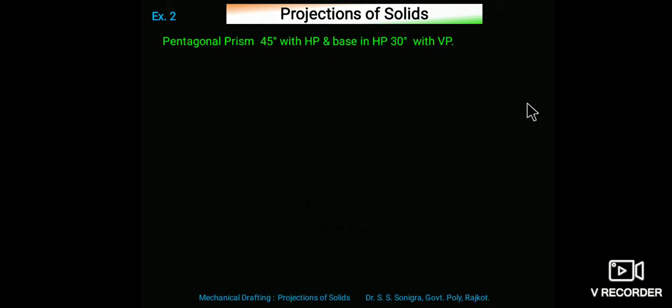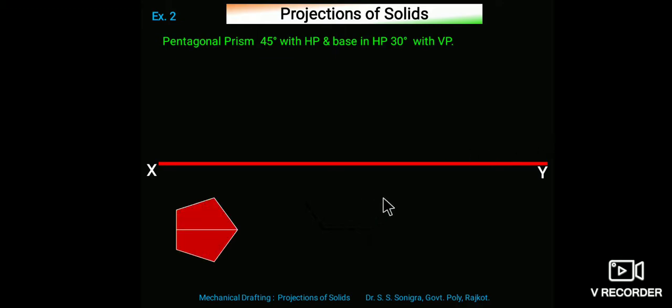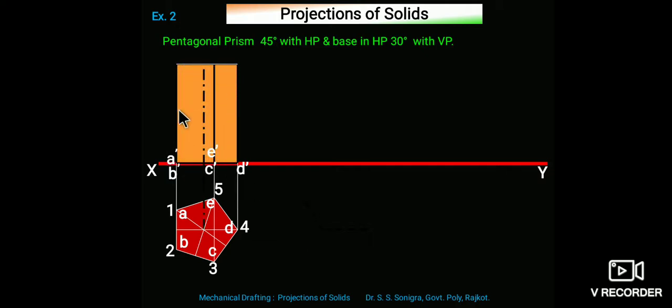Draw the projections. For that, first of all, draw the XY line that represents the intersection of HP and VP, and below the XY line draw a pentagon in such a way that this line makes an angle of 90 degrees with the XY line, that is, perpendicular to the XY line. Name the end points A, B, C, D, E and 1, 2, 3, 4, 5. Take projections on the XY line A dash, B dash, C dash, D dash, E dash, and draw a rectangle of given height. Name the end points 1 dash, 2 dash, 3 dash, 4 dash and 5 dash.